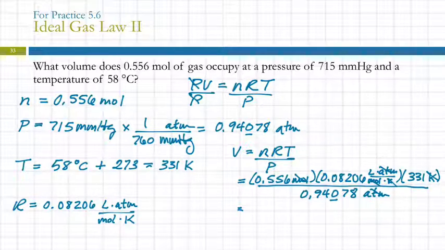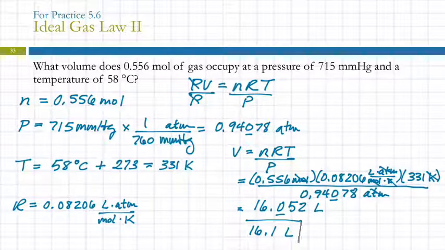All the numbers I was given, well, let me take that back. The amount of gas and the pressure had 3 significant figures. The temperature had 2 significant figures. But when I convert to Kelvin, this is adding, and so this temperature has 3 significant figures. That happens a lot. This has 4. So my answer should have 3 sig figs, 16.052 liters, rounding to 16.1 liters. And that's the volume. Any questions?